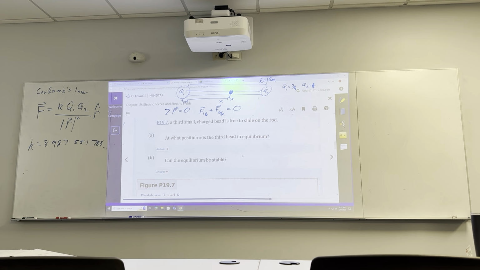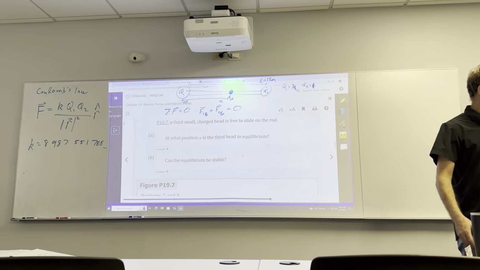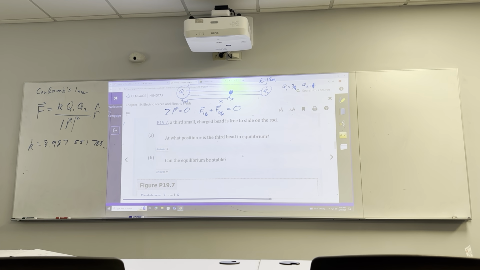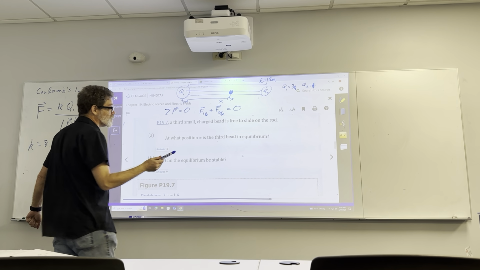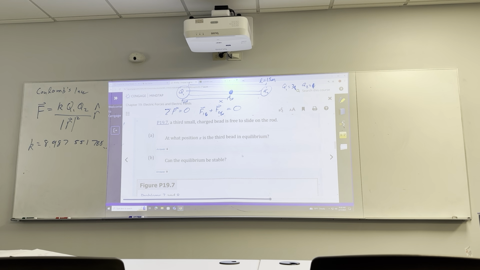So you have to set up Coulomb's law for each one and add them up, and don't forget direction. Do we know the charges? We don't know the charges. I think it'll cancel. So call one Q and the other 3Q. I think what's important is the ratio. So Q1 is 3Q.